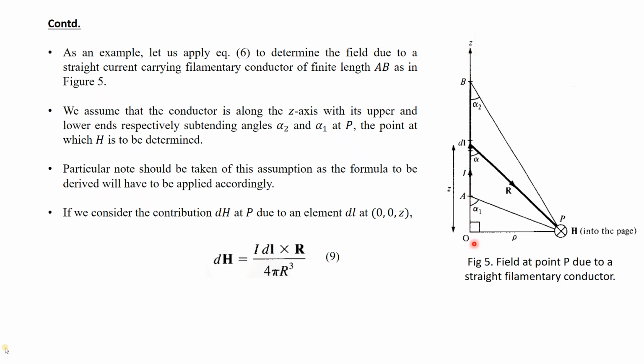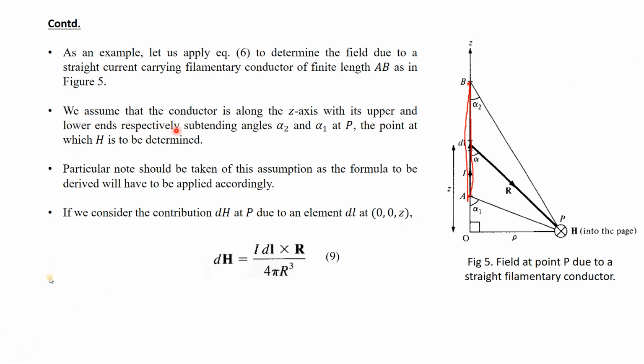Suppose there is a conductor which is along the z-axis. Now the conductor is not starting from the origin. Suppose the conductor is starting from A to B. That means the length of the conductor is over here. If I highlight with some other color, this is the conductor.